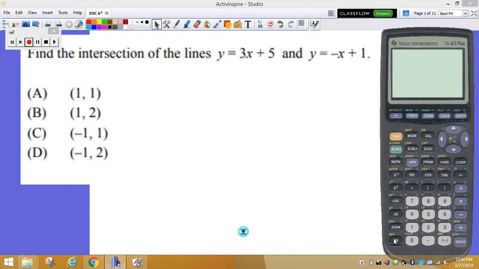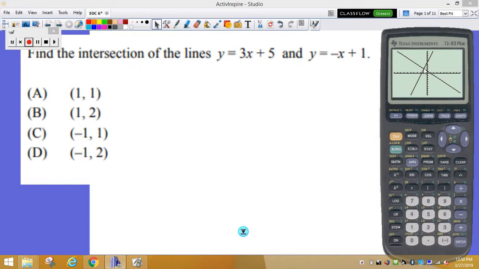You are going to press y equals. And you're going to type in the two equations. So my first one is 3x plus 5. I'm going to go down. My next one is negative x plus 1. And you're going to hit graph. Now, right there where they cross, that is my answer.